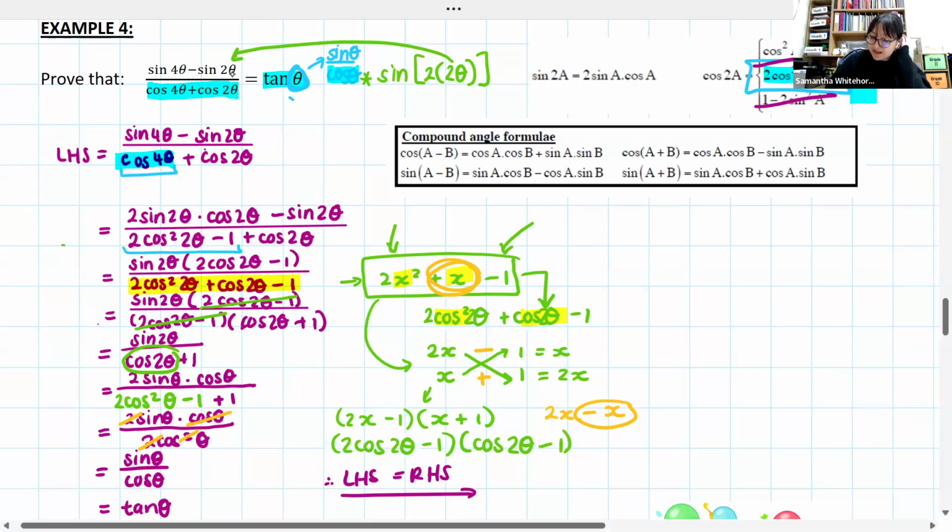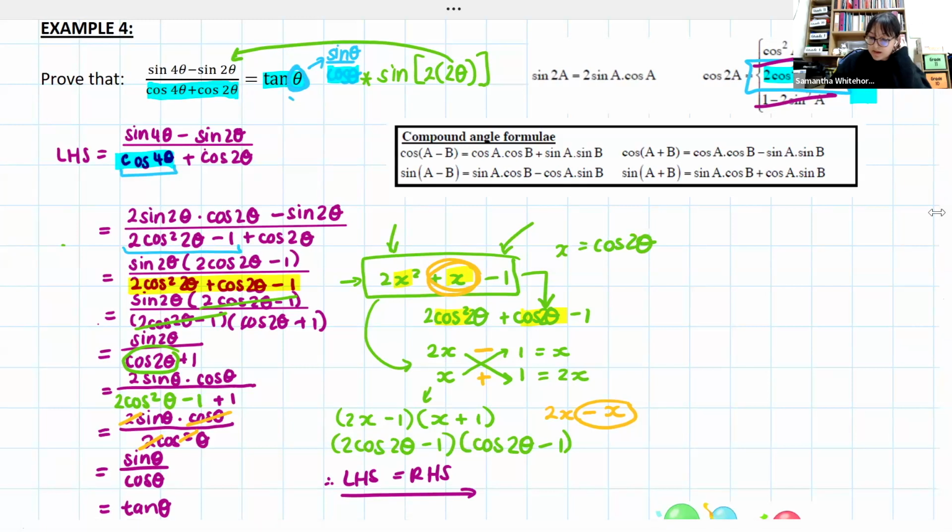Because remember, the x's represented cos 2 theta. And so that's how I ended up with those two brackets over there. So again, grade 12s, if it is easier for you to write the trig trinomial as an algebraic trinomial, factorize that and then just go back and replace it with your trig ratios, do that. There is nothing wrong with that, right?